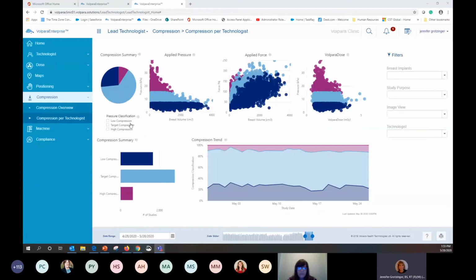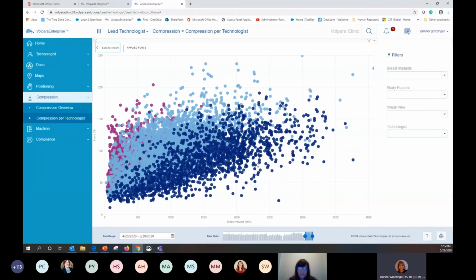Lead technologist, as I mentioned, there is this compression per technologist. Here is the applied pressure, which is the same thing that I showed you on the technologist dashboard. And here is where that applied force is. So if there are any lead techs on here, this is the area that I love to look at. Right at the top here, there's this little square focus mode. If you click on that, it's going to open it up here. So all of these dots are together. Come to your right, filter down to a CC or an MLO view, and you can filter to one technologist. Give it a moment, it's spinning.